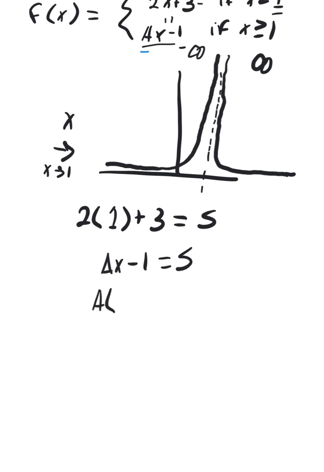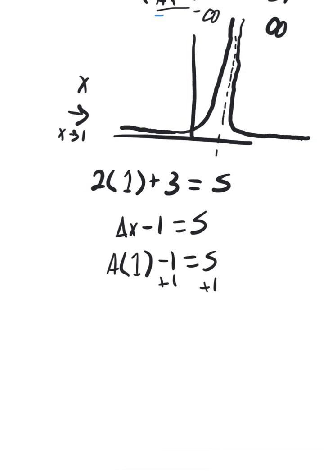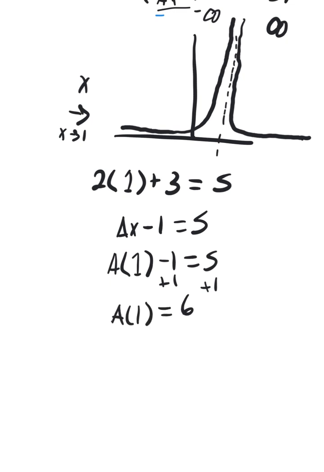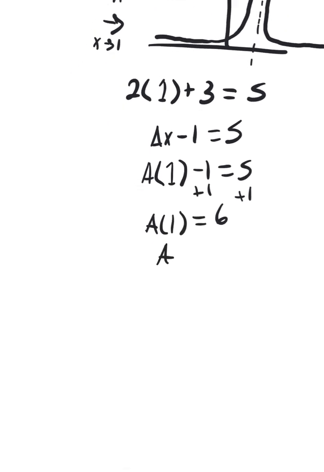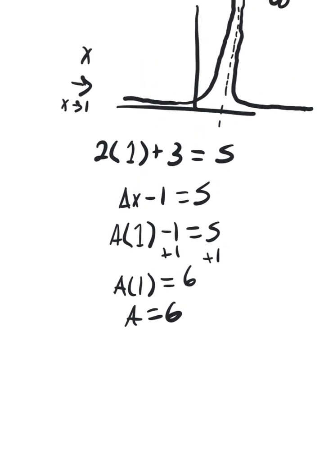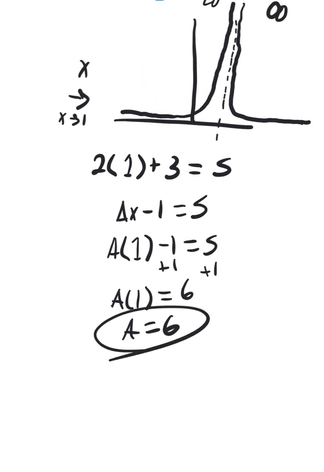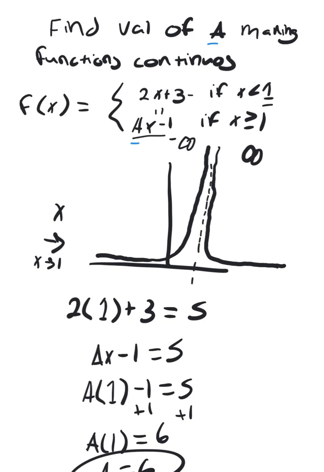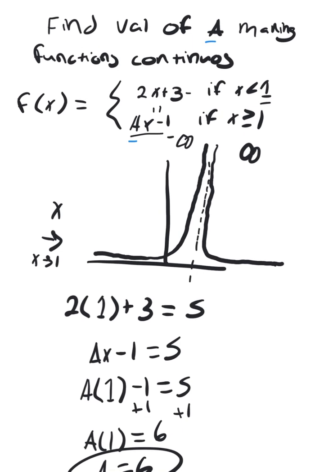And we know that x is 1. So a times 1 minus 1 equals 5. Plus 1, plus 1. A times 1 equals 6. So, a equals 6. So, our solution to this problem would be 6. Since a equals 6, the function would be continuous and there would be no gaps between this function, patching this gap here.